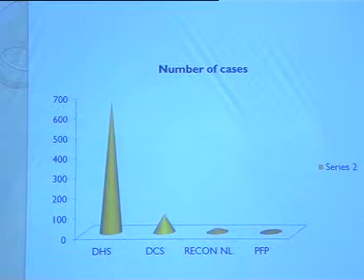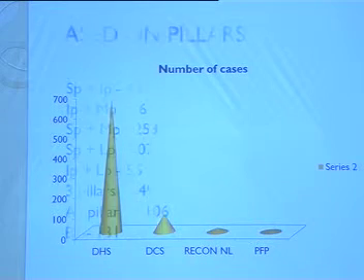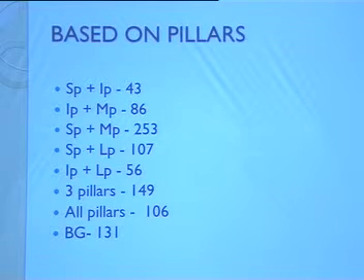Out of 800 cases, we had 679 DHS, 91 DCS, 21 recon nails and 9 proximal femoral blades. Based on the pillars, the maximum was the superior and middle pillar, with 253 fractures. The next was the three pillars, with 149, and the next was all pillars, with 106. Bone grafting was done in 131 cases.